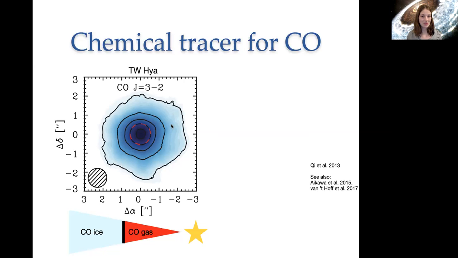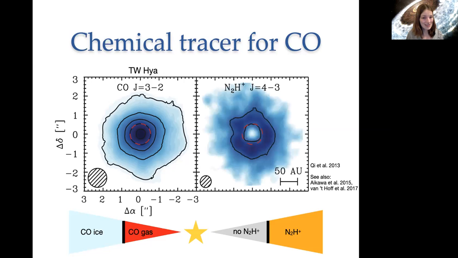The chemical tracer is a molecule that's somehow related to gas phase CO. In this case, N2H+, which is destroyed by gas phase CO. So inside the CO snowline, we don't expect any N2H+. But outside the CO snowline, where CO is frozen out, there's nothing or very little to destroy N2H+, so we expect to see ring-shaped emission, and that's exactly what has been observed: ring-shaped emission of N2H+, where the inner rim is correlated to the CO snowline.